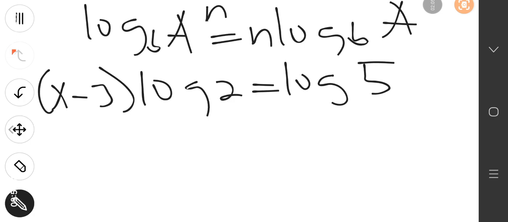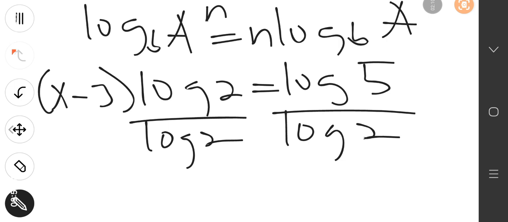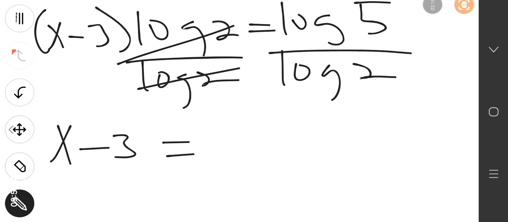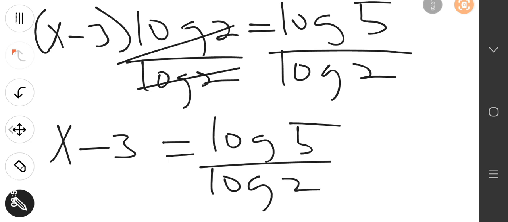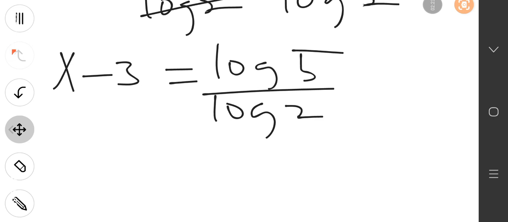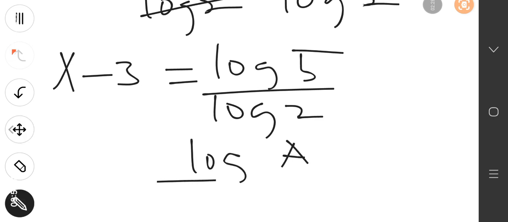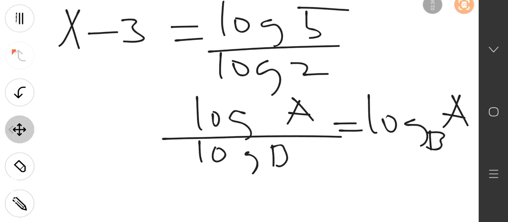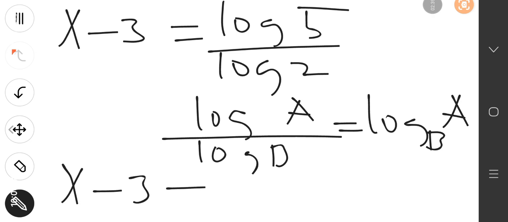All right, now let's divide here by log 2, here by log 2. So this and this will cancel. So we are going to have x - 3 equals log 5 over log 2. All right, now let's apply the change of base formula here. So we say log a over log b should give us log a base b. Therefore, we are going to have x - 3 equals log 5 base 2.